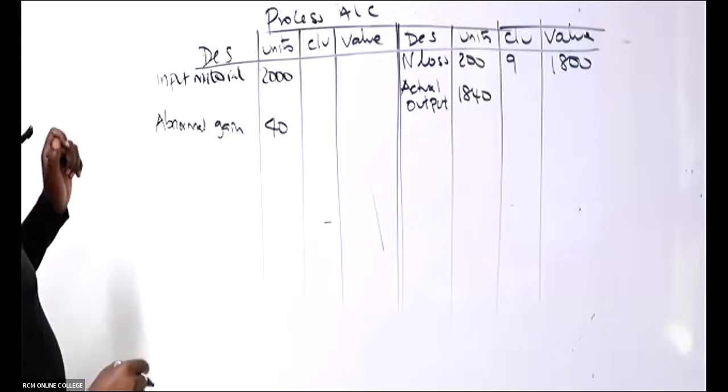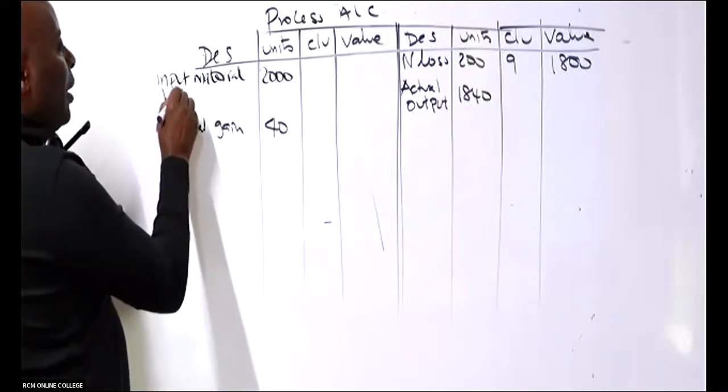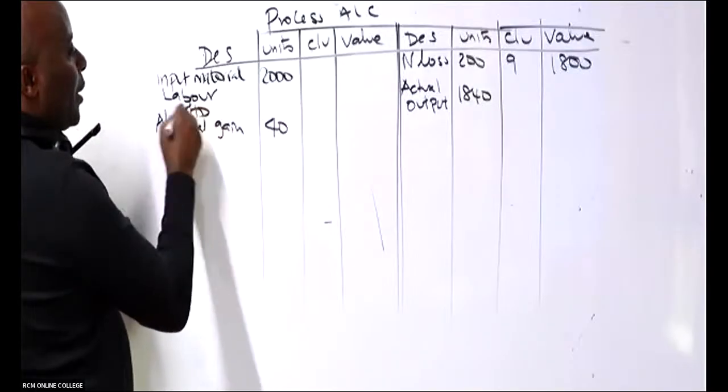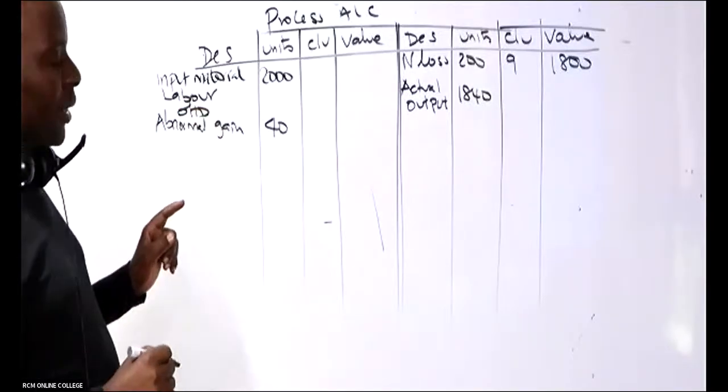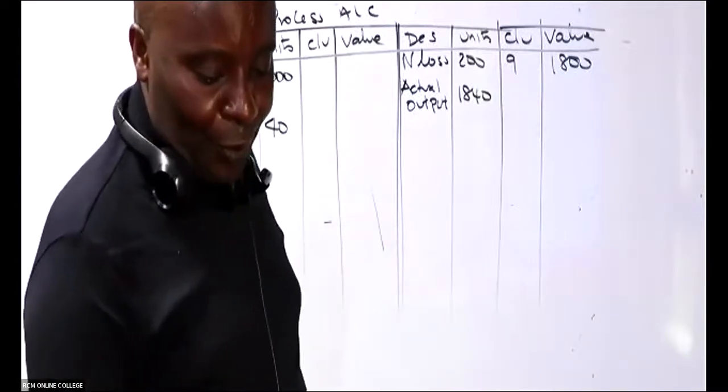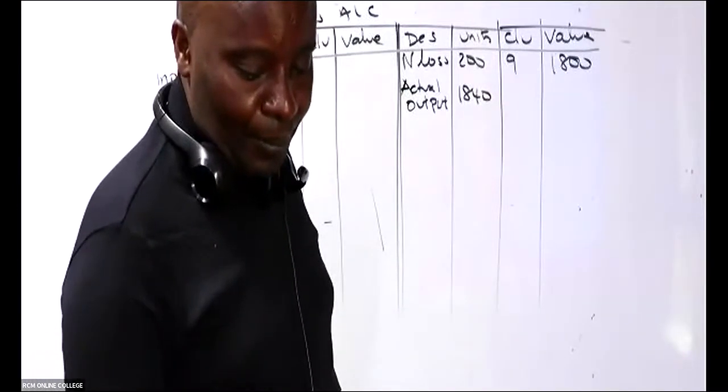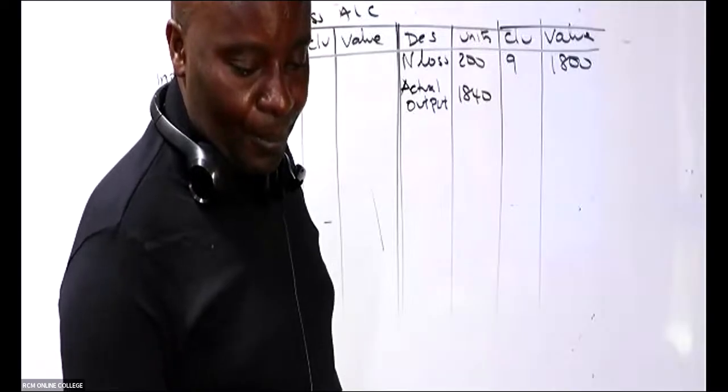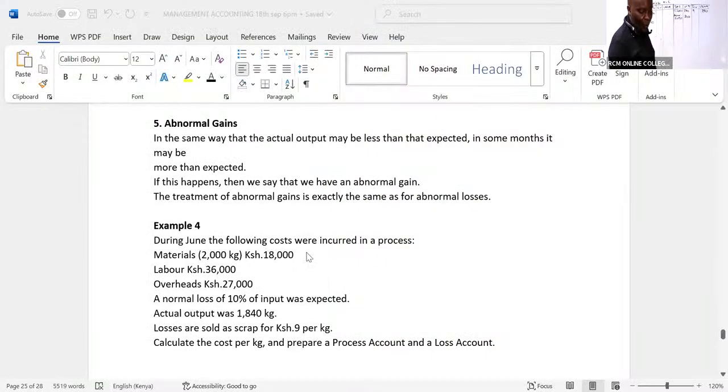Yeah, so apart from materials, we have labor and overheads. So labor, ladies and gentlemen, we look at the question. So you can see here that materials are worth 18,000 in total. Then we have labor. Labor cost is 36,000. And then we have overheads of 27,000.